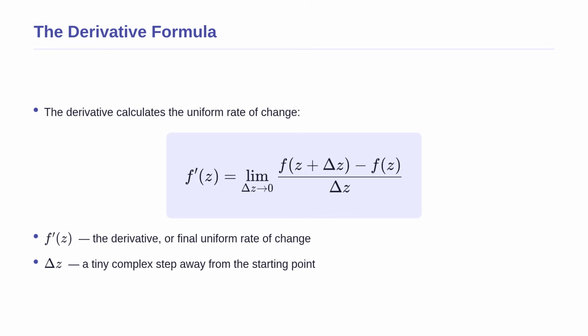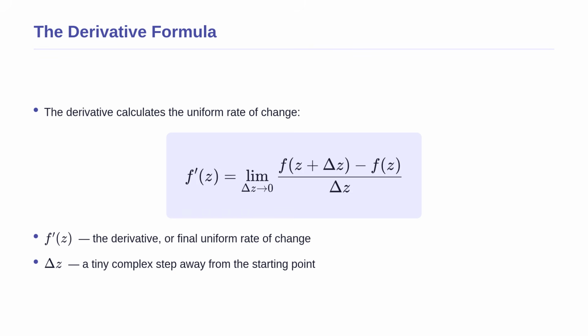This strict requirement leads us to the fundamental formula for the complex derivative. Conceptually, we take a tiny step away from our starting point, find the difference in output, and divide by the step size. Let us look at the symbols. F prime of z represents the derivative, the final uniform rate of change. The symbol delta z represents a tiny step, which is a complex number with its own physical length and directional angle.